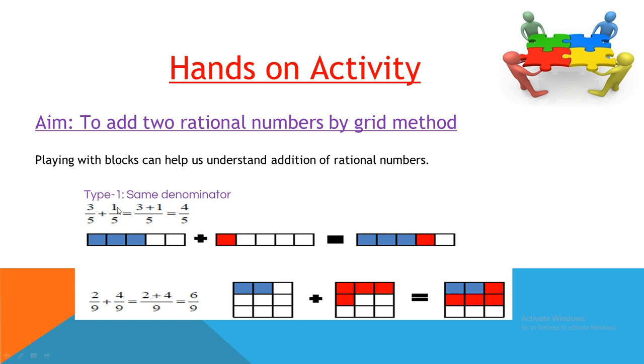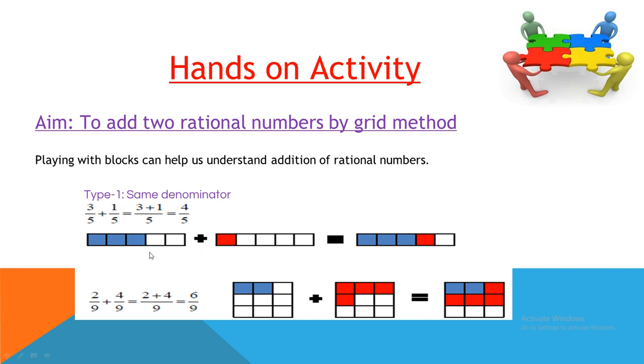So one type of numbers you will add is when the denominator is the same. For example, if you have 3 by 5 and 1 by 5. So represent 3 by 5. 3 by 5 means 3 out of 5. So we have 5 boxes. We shade 3 of the boxes. Then we take 1 by 5. How will we take 1 by 5? One box out of a total of 5 boxes. We shade another strip with red color.